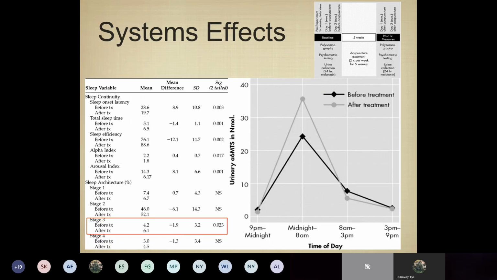Anyway, there are other systemic effects. Melatonin secretion increases in patients who are treated for 5 weeks, as measured in their urine. Their actual time in stage 3 sleep increases in patients who are treated for insomnia using a skilled acupuncture treatment. These are very interesting trials because, to my knowledge, there are very few drugs that actually increase slow wave sleep, barring maybe baclofen or phenibut, which isn't even used in the United States. This represents quite an interesting and quite a beneficial effect for patients who suffer from insomnia.